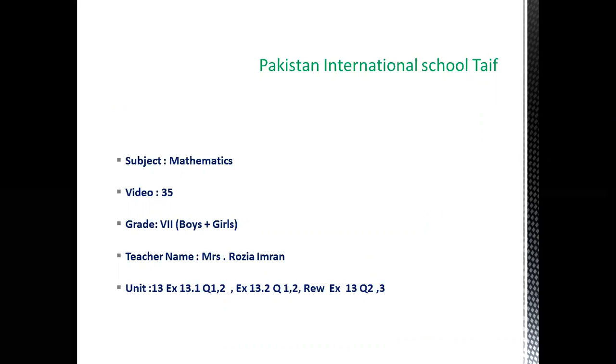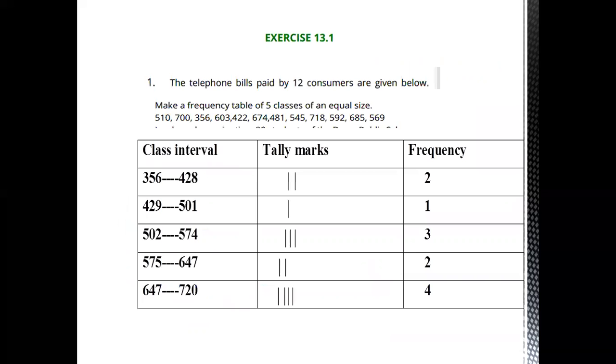Today we will start our last chapter of final term, that is chapter number 13. Chapter number 13, exercise 13.1, questions 1 and 2 included, and 13.2, questions 1 and 2 included, and review exercise 2, 3. This chapter is about information handling, and you already did such type of questions in class 6th, so I hope you will easily understand it.